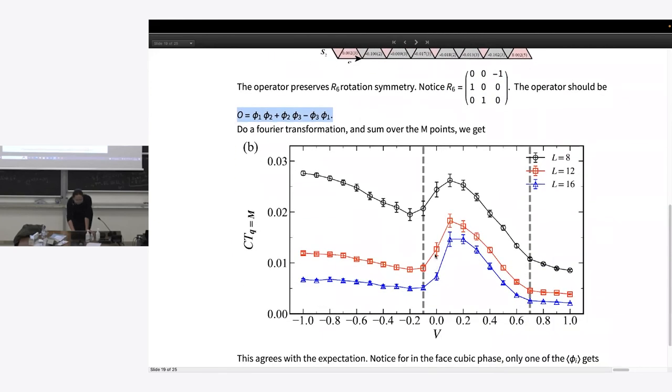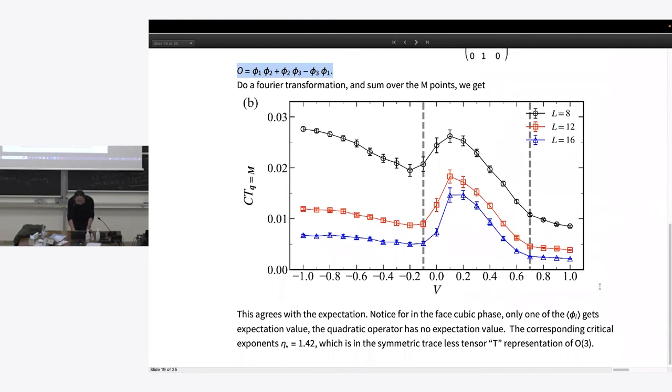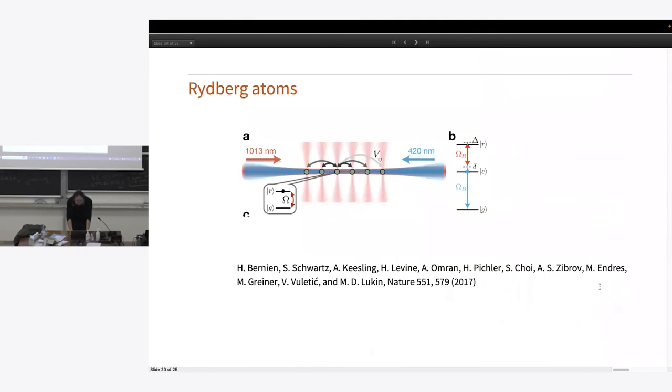You can measure it in different ways. You can see that in the face cubic phase, it's almost zero, because remember, in the face cubic phase only one of the phis gets an expectation value. But these are bilinears, so they should be almost zero. In the corner cubic phase, on the other hand, both of these would get an expectation value. Therefore, you have a non-zero value. And then again, if you enter the disordered phase, it's again zero because none of these fields has an expectation value. This is again perfectly consistent with the predictions from the field theory. So I think I will skip this part.